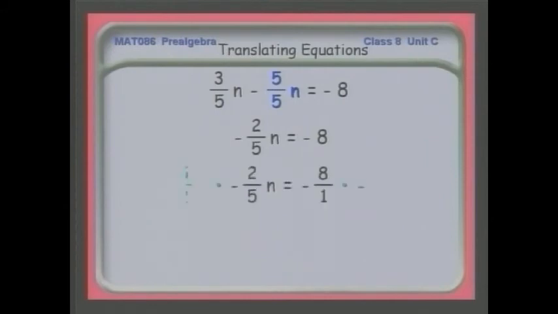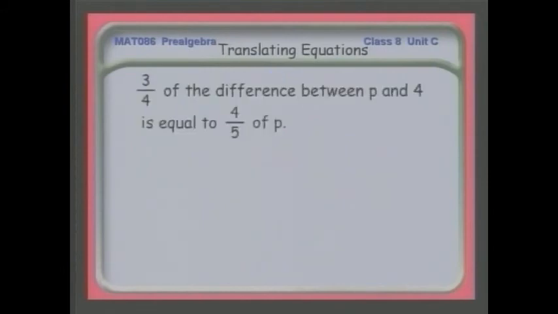Let me multiply that by minus 5/2, the reciprocal of 2/5, giving me an n on the left, is equal to 8 times 5 is 40 over 2, n is equal to 20. I'm finished. Let's try another one.